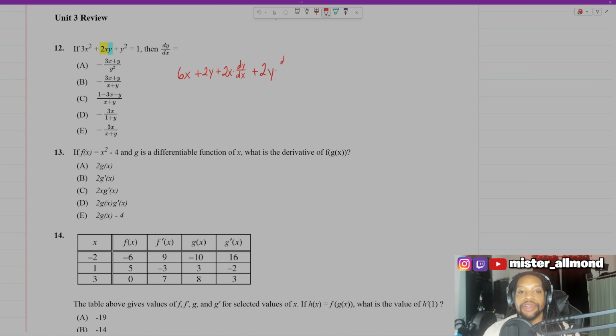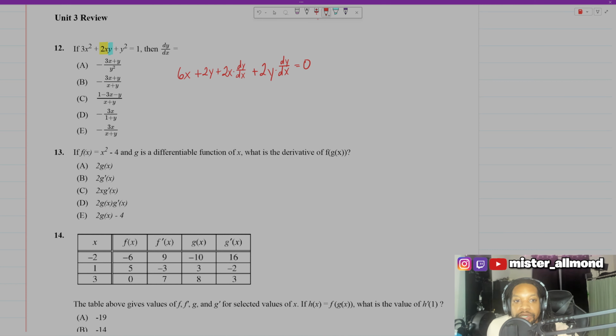But remember, you got to use chain rule and multiply by the derivative of y, which is dy dx, and then I'm going to go equal. Oh, by the way, there is a 1 right here. I'm not forgetting to subtract 1 from the exponent, just so you know. And then the derivative of 1 is 0.